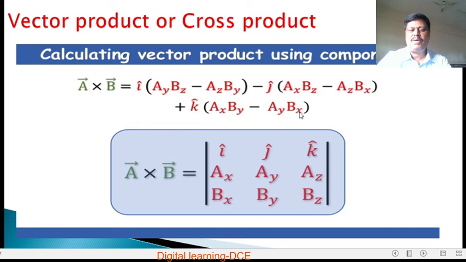All these terms can be represented by the determinant or matrix: a cross b is equal to the determinant with rows i j k, ax ay az, and bx by bz. Expanding, i into (ay bz minus az by), similarly minus j into (ax bz minus az bx), and so on. Like this, we can very easily get the cross product of two vectors.